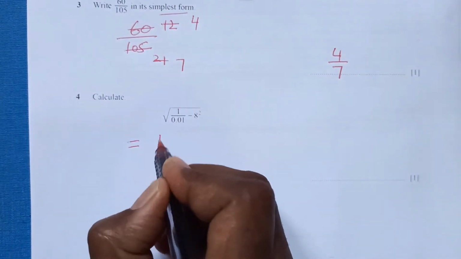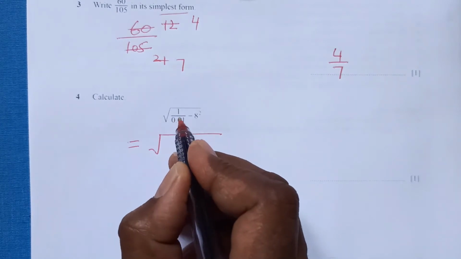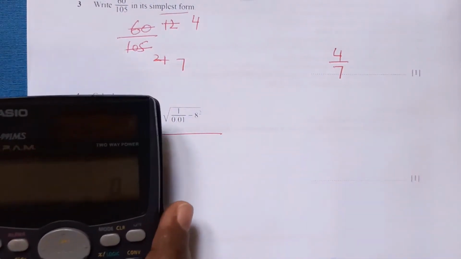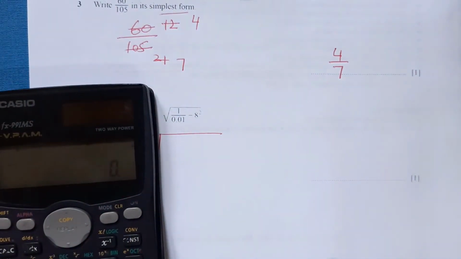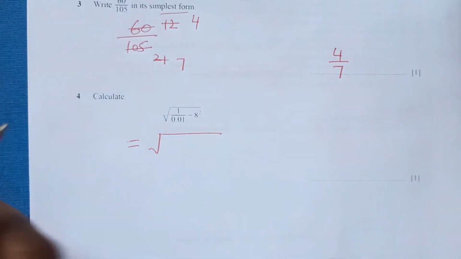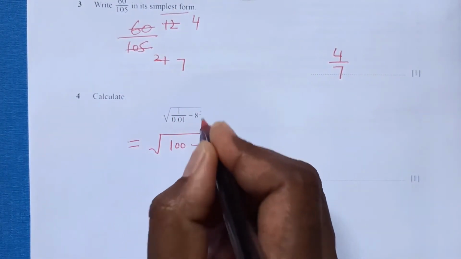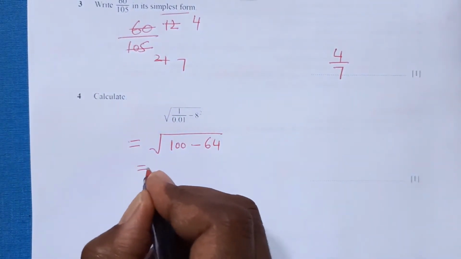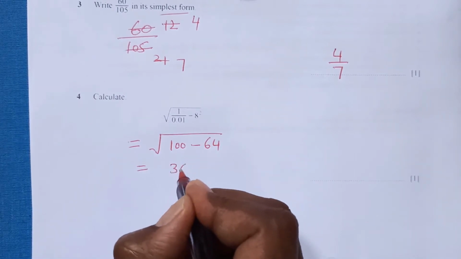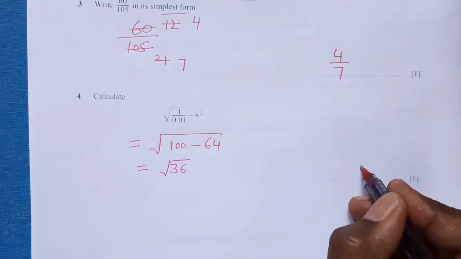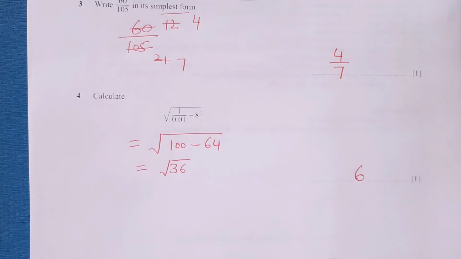You can directly do it without calculator. So 1 divided by 0.01, this is 100. That's the easy way. Minus 8 times 8 is 64. So this is 36, and then the square root of 36 is 6. So that is the final answer.